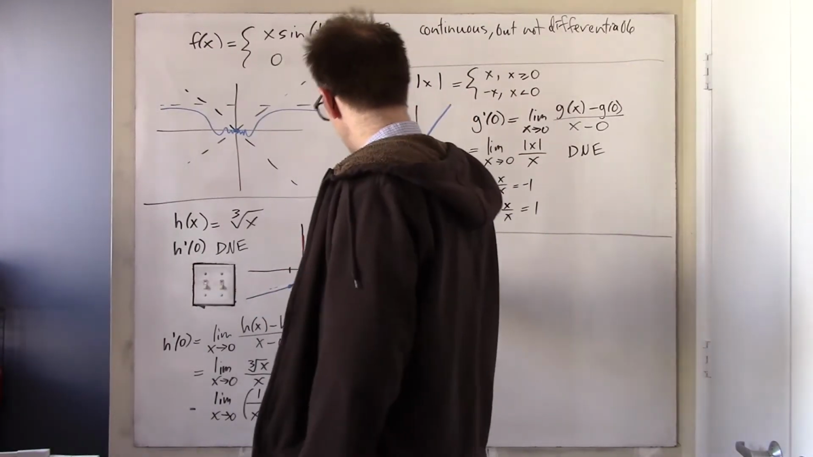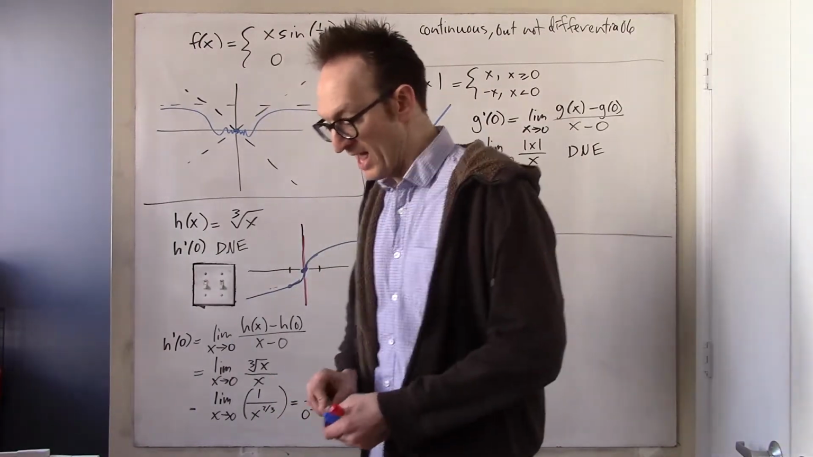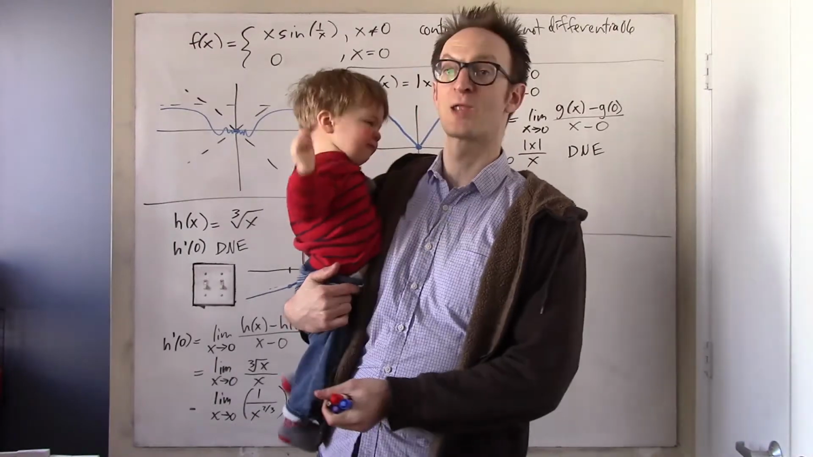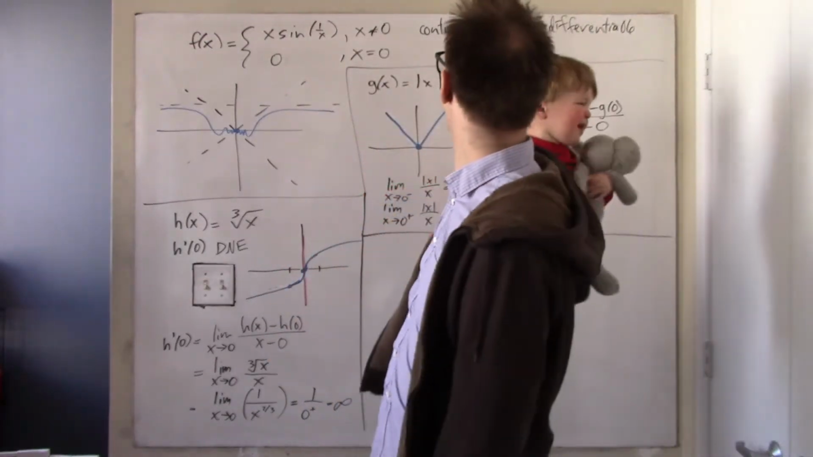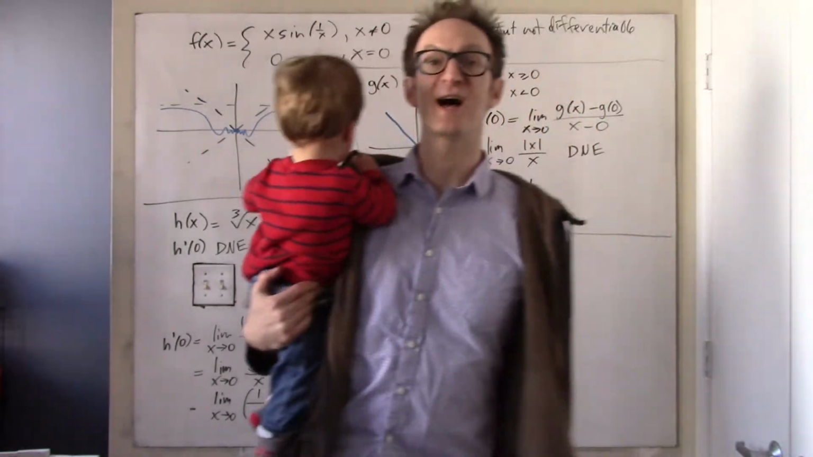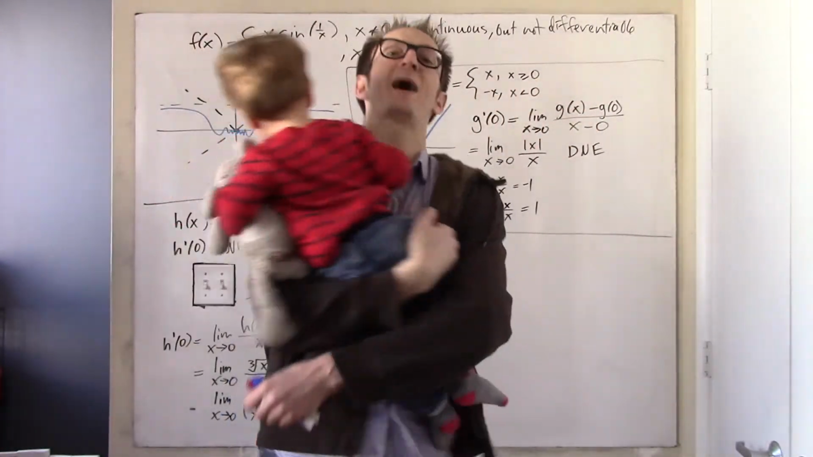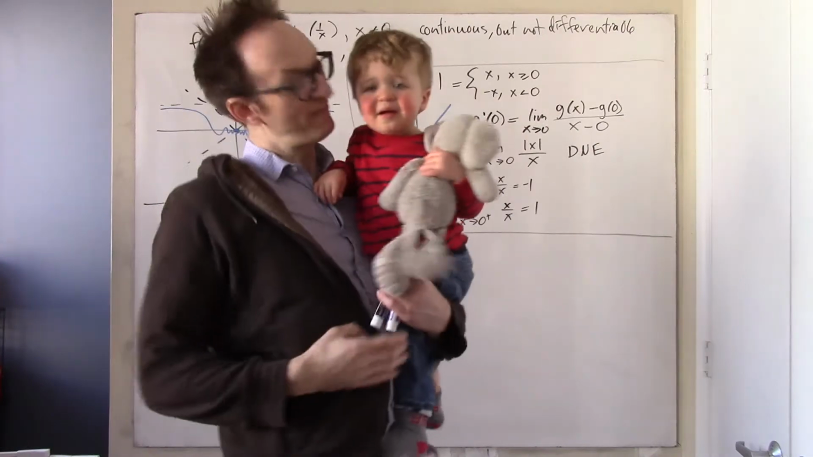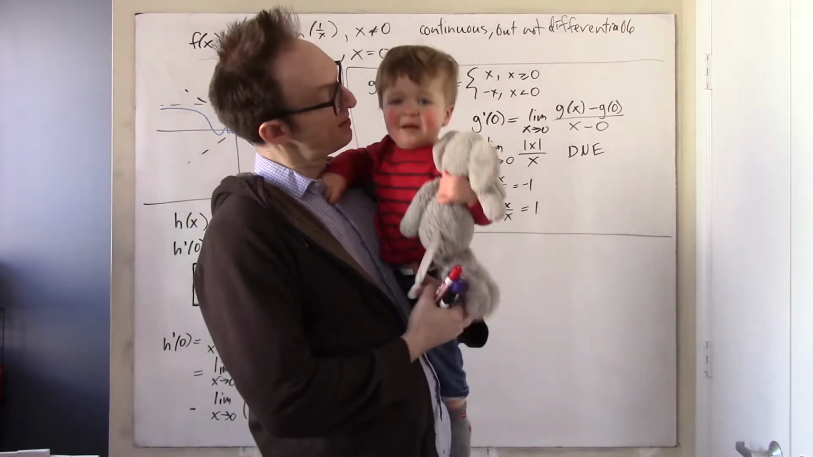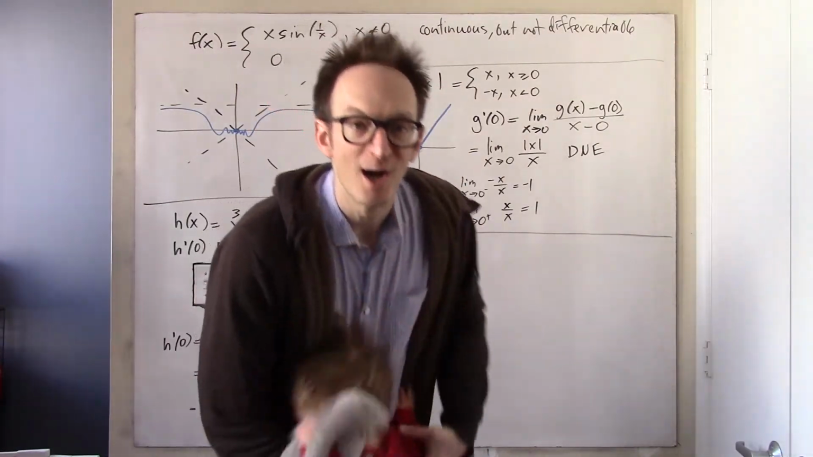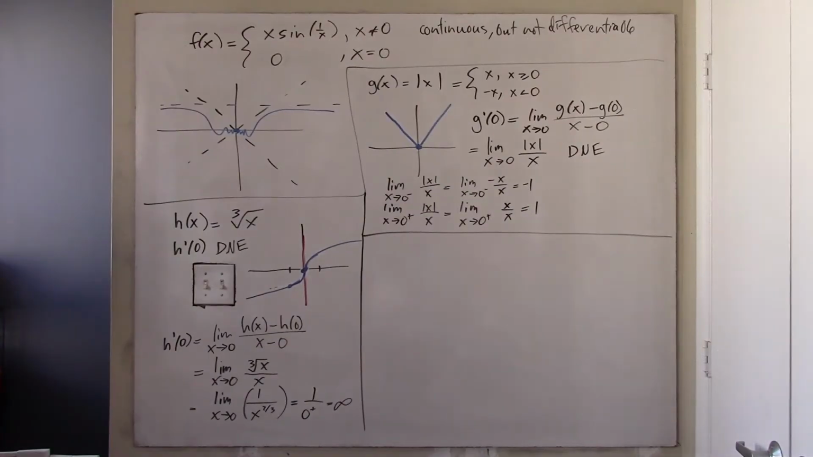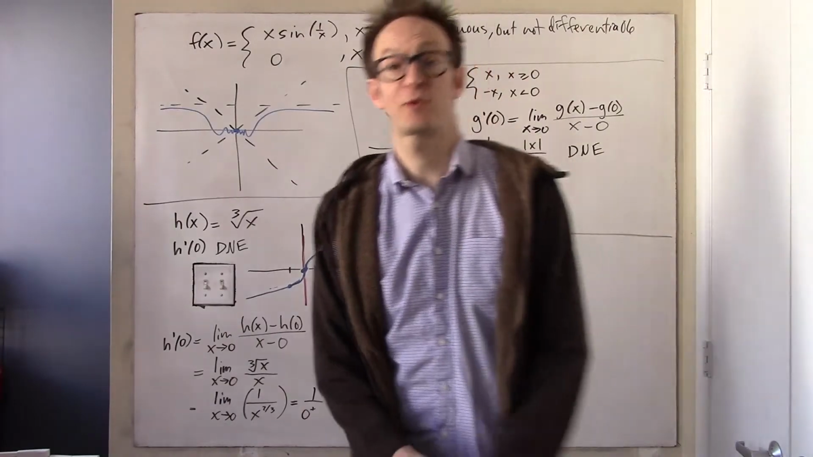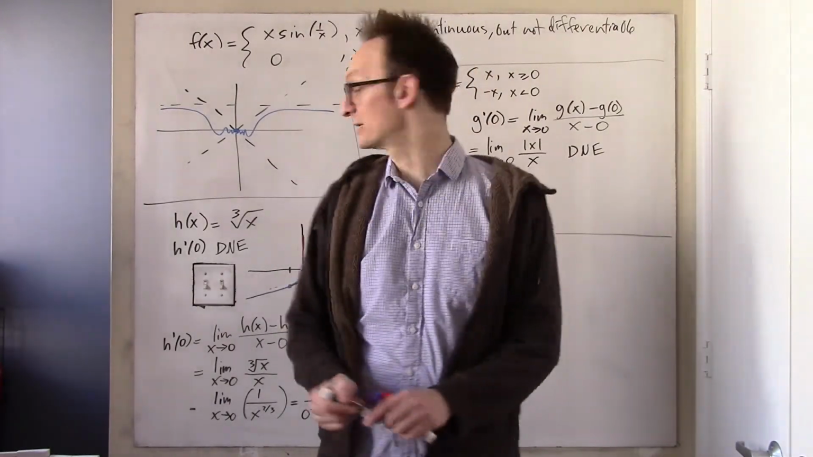So, alright, you might be thinking now, having seen these 3 examples of functions which are continuous but not differentiable, is the opposite combination possible? Could you have a function which was differentiable but not continuous?